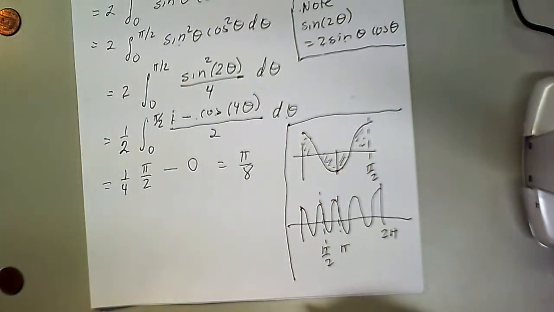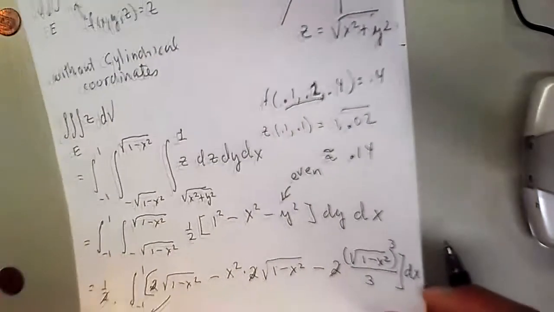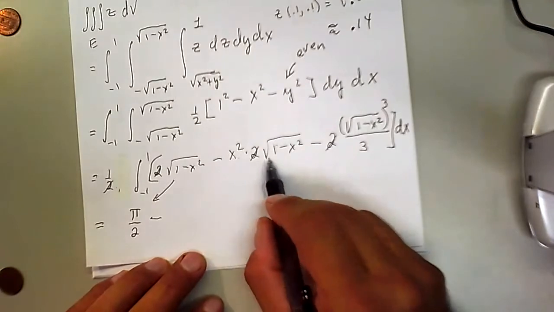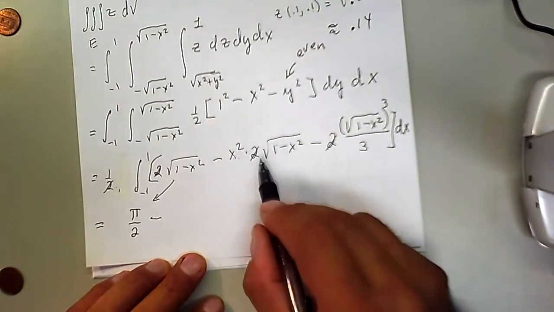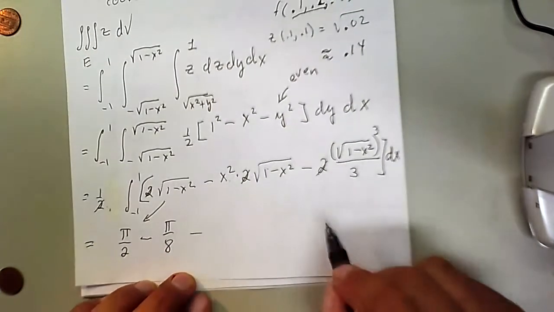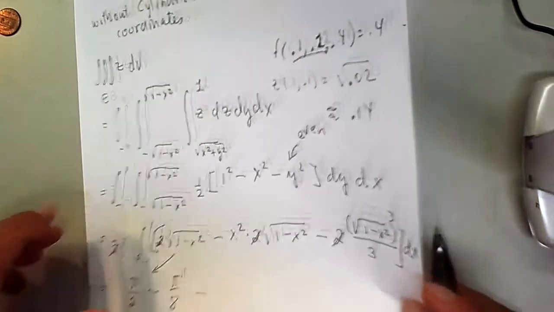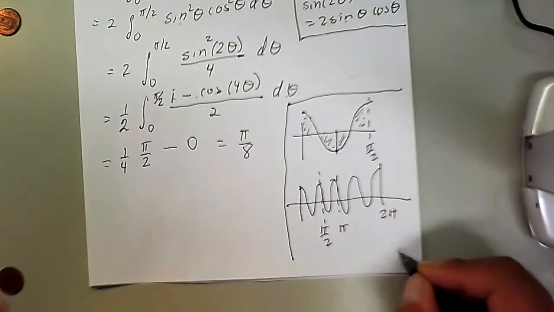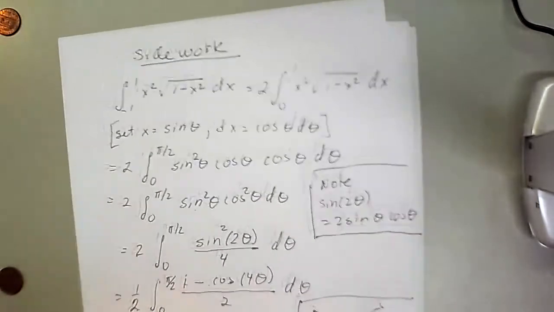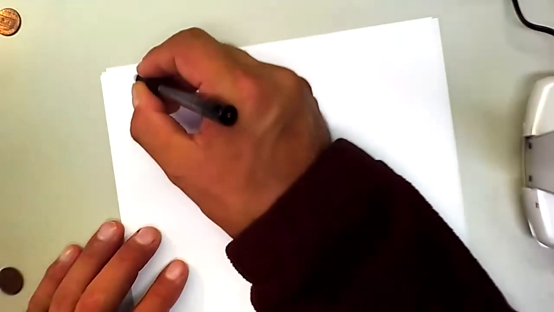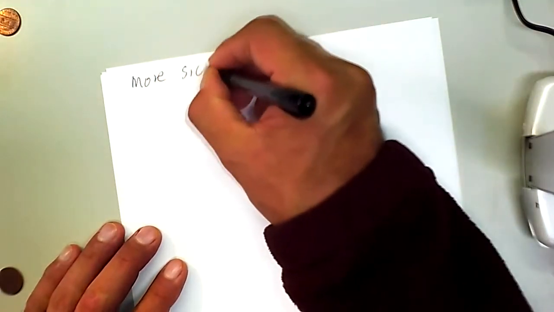Back to the development of example 2. Remember, we paused. We didn't pause. We took this to the side, worked on it, and we end up with pi over 8 minus. Now we're going to do this on the side, more side work. Okay. I got to keep track of my pages. So that's 2, page 3. All right. So page 4. So we're going to say more side work.